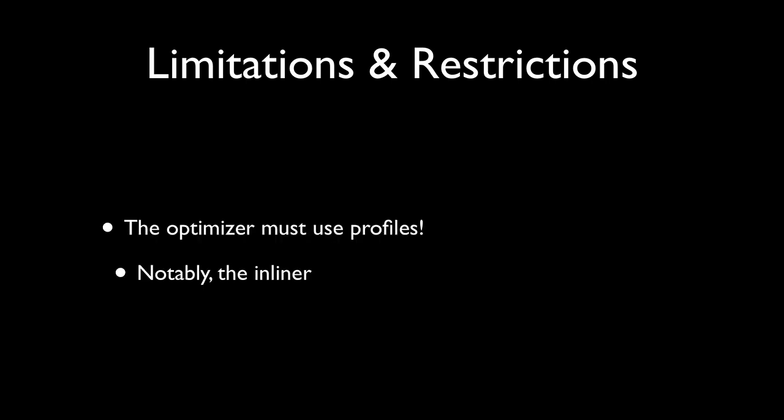And of course, the optimizers must use the profile. In our experience at Google, we found that the inliner is probably the most important optimization you can do, particularly with these kinds of profiles that give you cross-module information. Out of a sample profile, you will get functions that are in different files. So this will give you cross-module inlining hints that you can use.